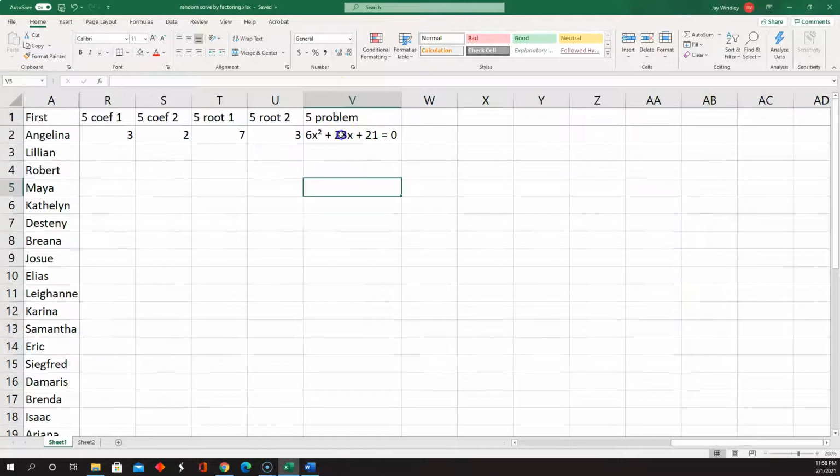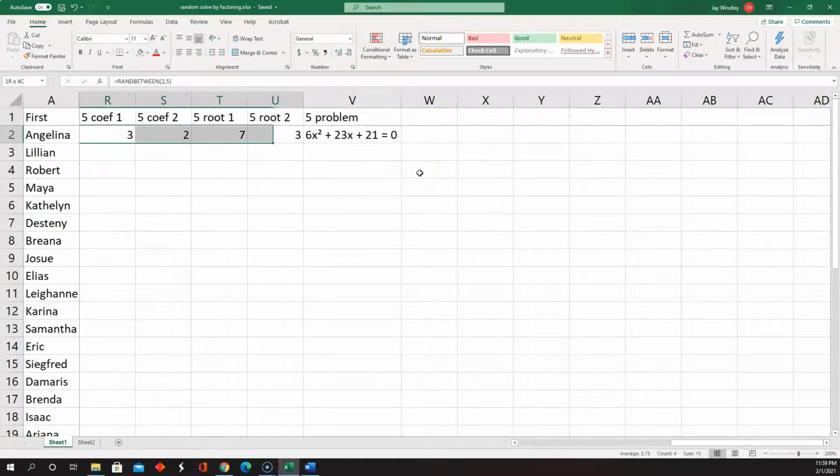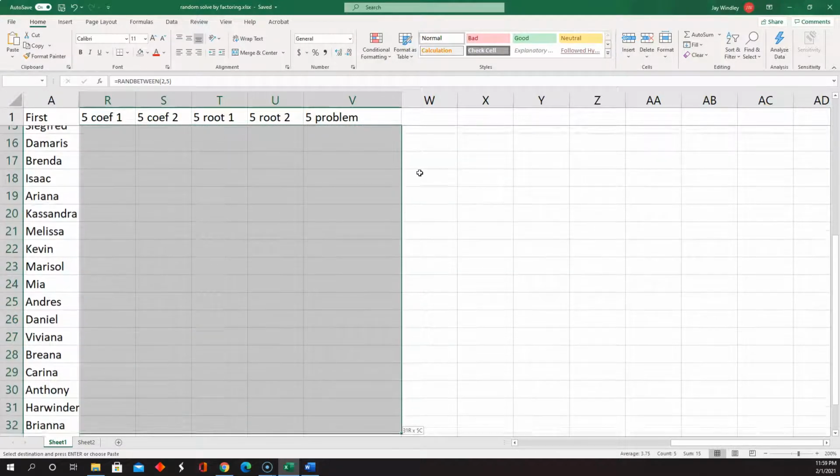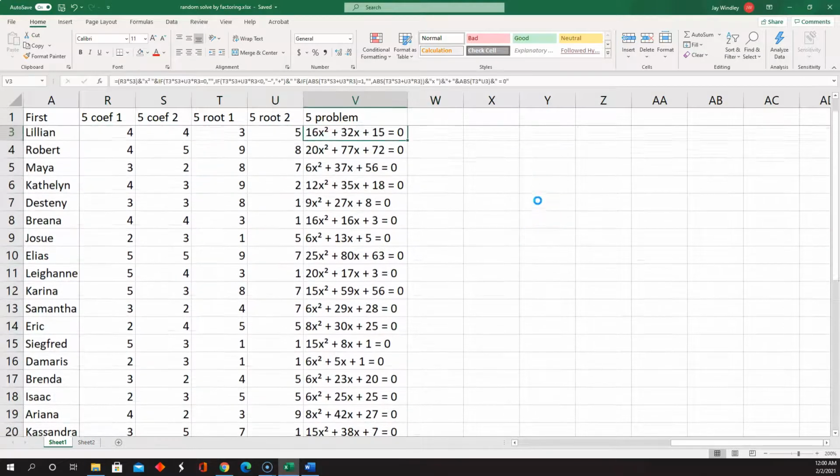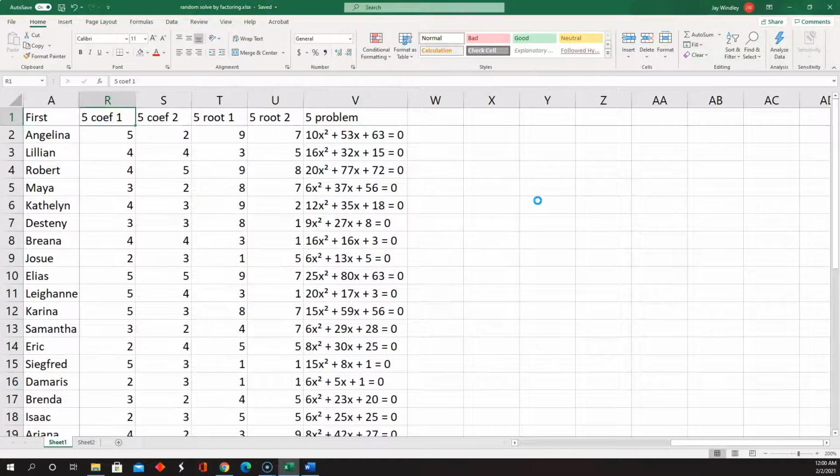So this is what I wanted for problem 5. And now that I got that looking the way I want, I'm going to copy this and paste all the way down. Okay, so I'm very happy with the way that's working.